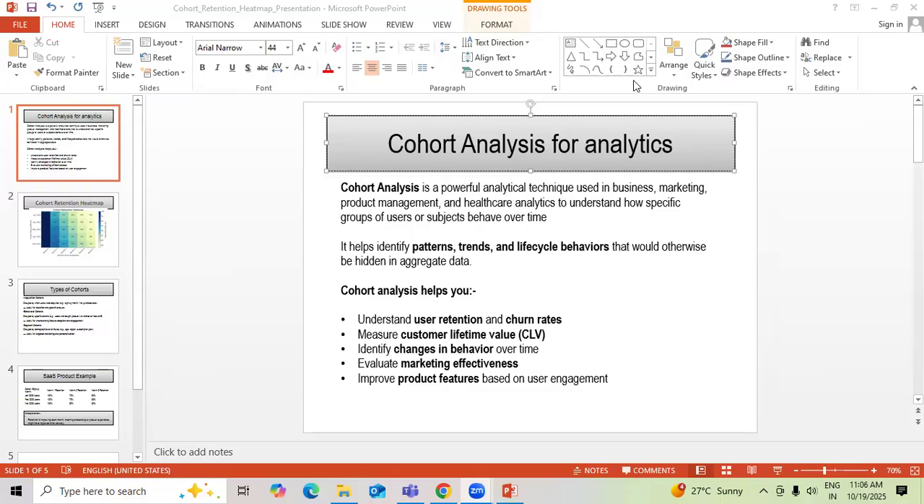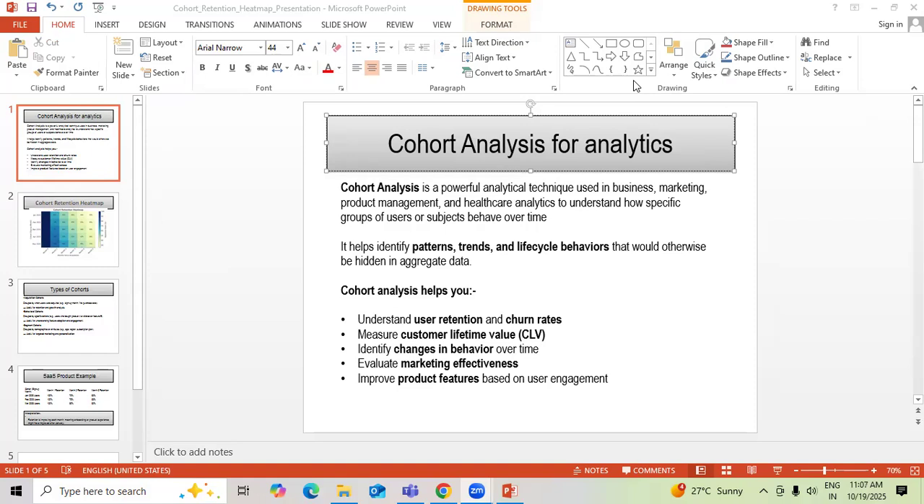As part of our analytics learning, whether in the context of business analytics, healthcare analytics, insurance, retail, marketing analytics, or product analytics, one of the prominent analysis techniques that we are using in the market nowadays is called cohort analysis. This is what we are going to discuss today.